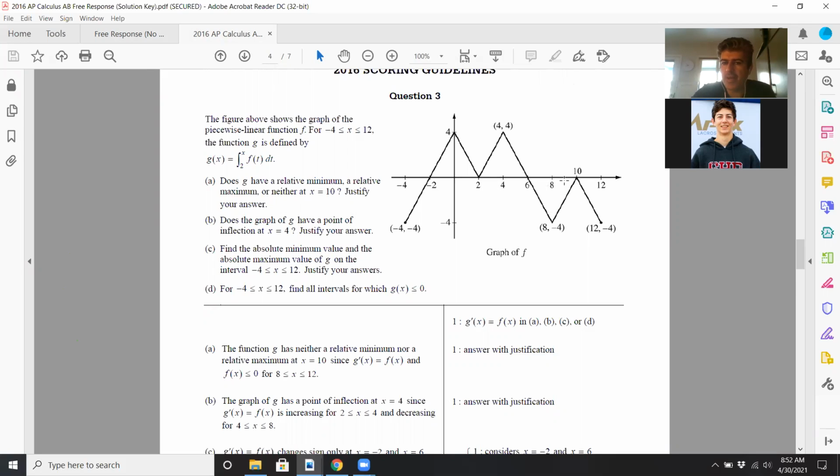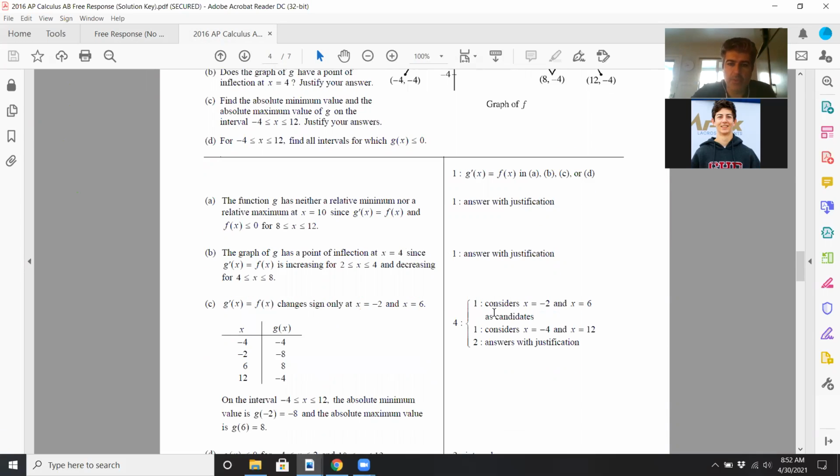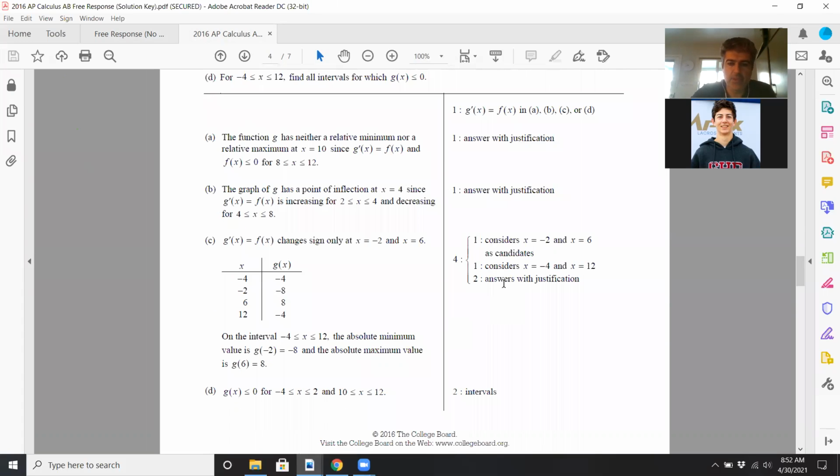I didn't have to do 2 and 10, but we did see a sign change because f changes sign, meaning g prime changes sign at -2 and 6. So a point for considering the critical points, a point for considering the endpoints, and then 2 points for the answer justification. So 1 point for saying the absolute min correctly, 1 point for saying the absolute max correctly.